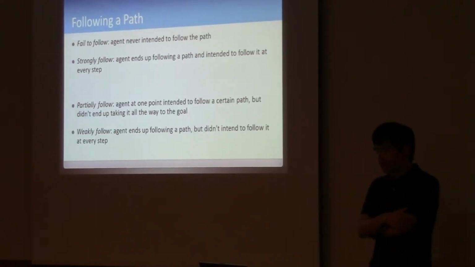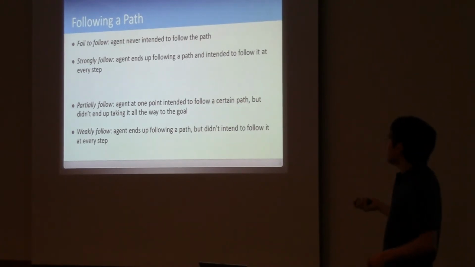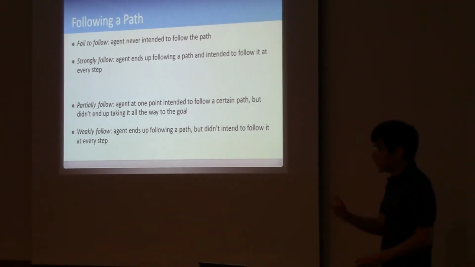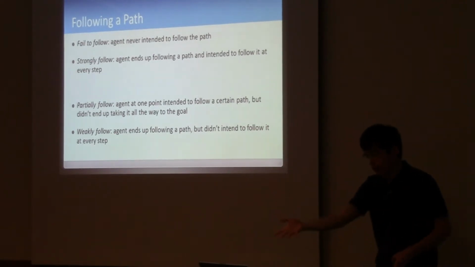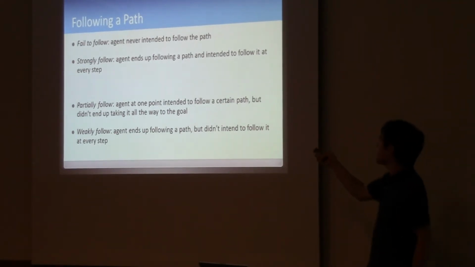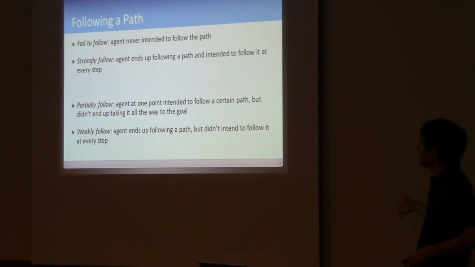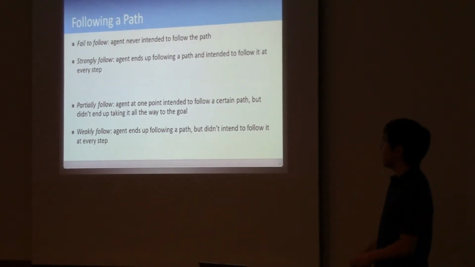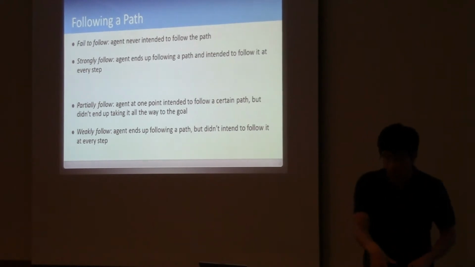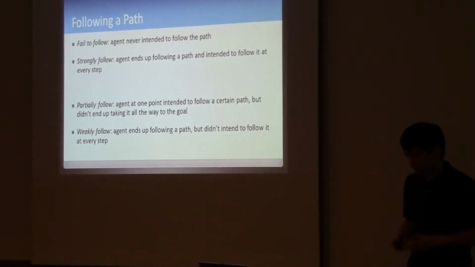Okay, I need to introduce some new concepts of what it means to follow a path. If you only consider a typical planning problem, you say, I'm going to find the efficient path, and the agent's following it all the way till the end. It doesn't change its mind. Then you can only work with these two concepts, which make a lot of sense. If I never intended to follow a path, I just say I failed to follow it. I say I strongly intend to follow a path if I calculate this path, I'm going to follow it, and then at every step I'm like, yeah, I'm going to keep following this path. I don't ever change my mind, basically.